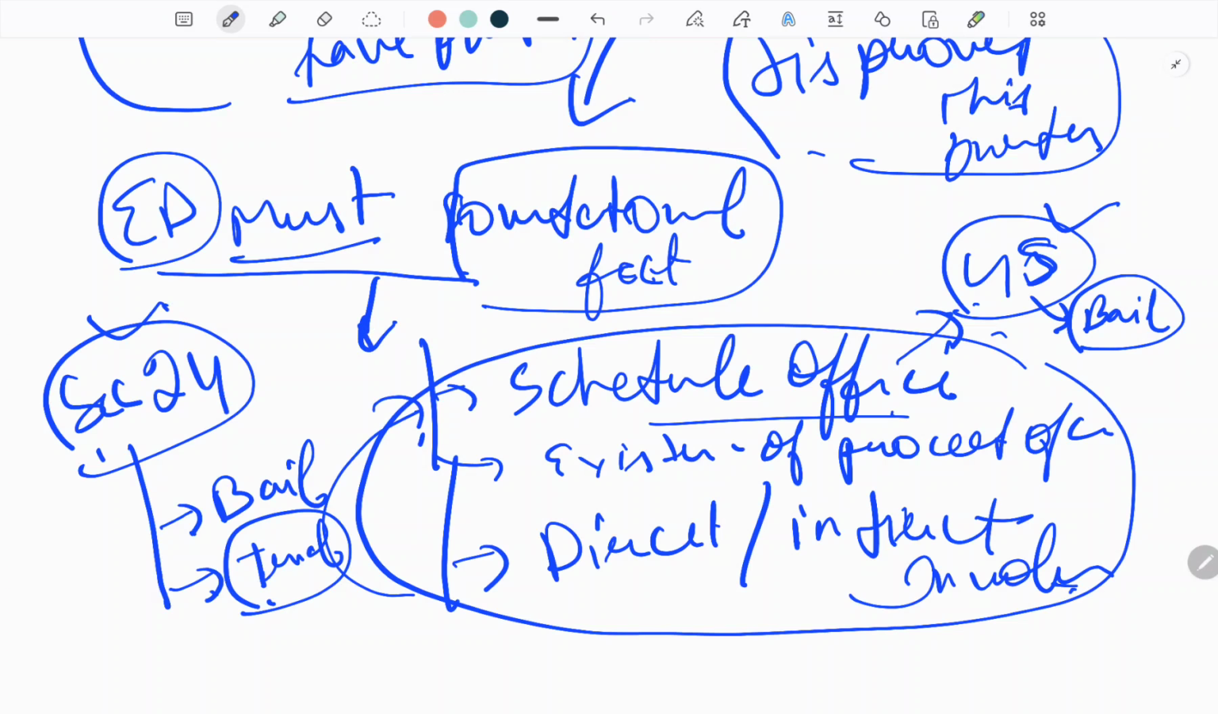So ED has to prove the foundational facts, then section 24 comes into play. Then section 45 comes into play at the time of bail. But at trial, section 24 is always there.